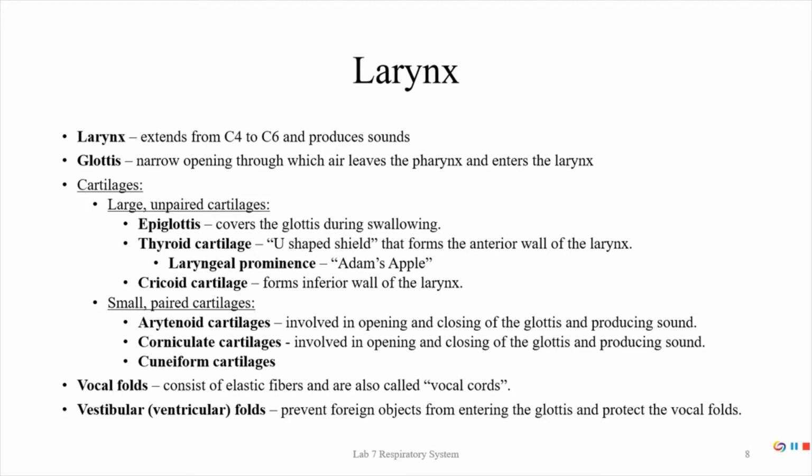And as we look down into the vocal cords, you will be able to see cartilages. We'll see what's called large unpaired. There's only one of them. We'll see the epiglottis. It's what actually covers your glottis when you swallow to prevent aspiration, hopefully. The thyroid cartilage, it's the anterior wall of the larynx, is somewhat U-shaped, very large, and on it is a structure that sticks out, which is commonly referred to as the Adam's apple.